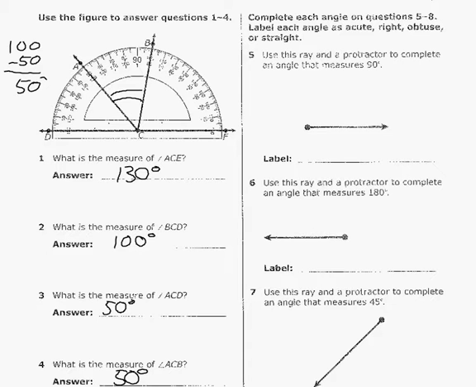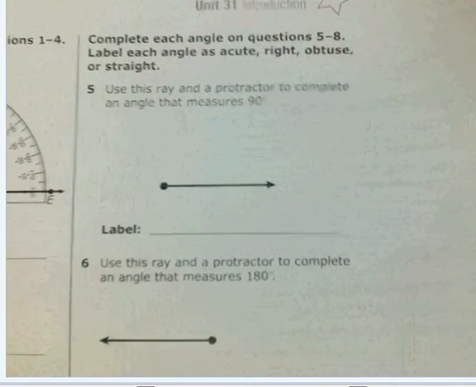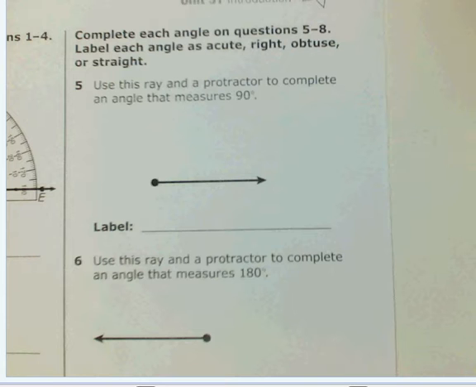Okay, question number 5. On question number 5, I think we're going to have to do some drawing, so let's go ahead. Okay, question number 5 right there. It says, complete each angle on questions 5 through 8. Label each angle as acute, right, obtuse, or straight. Use this ray and a protractor to complete an angle that measures 90 degrees.